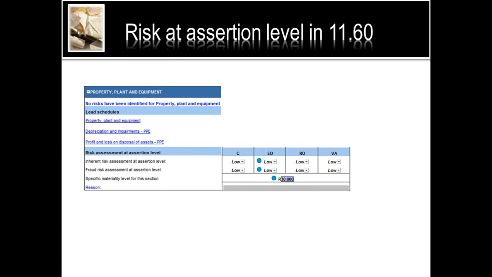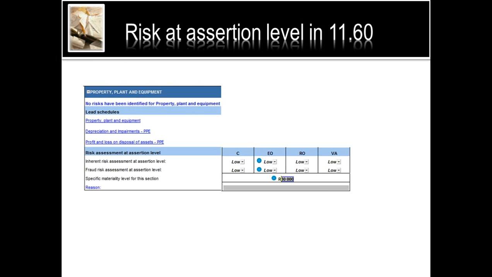Right, so this is then the screenshot from 1160 where I'm looking at my assertion level risks. You can see there where I've put those little blue dots. I determine my inherent risk assessment at assertion level as well as my fraud risk assessment. So even though the previous slide only showed assertion level risk, there's another 2 little bits that come to that. Also, you will see there that the specific materiality is the other part that becomes important.